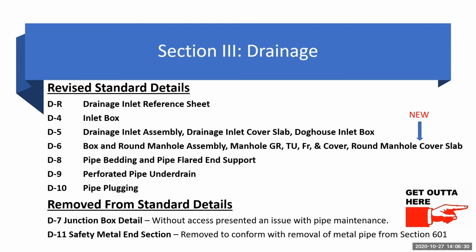detail. So the former D7, the junction box detail, presented an issue for pipe maintenance. So that one was removed. And also the safety metal end section was removed because we removed metal pipe from section 601.